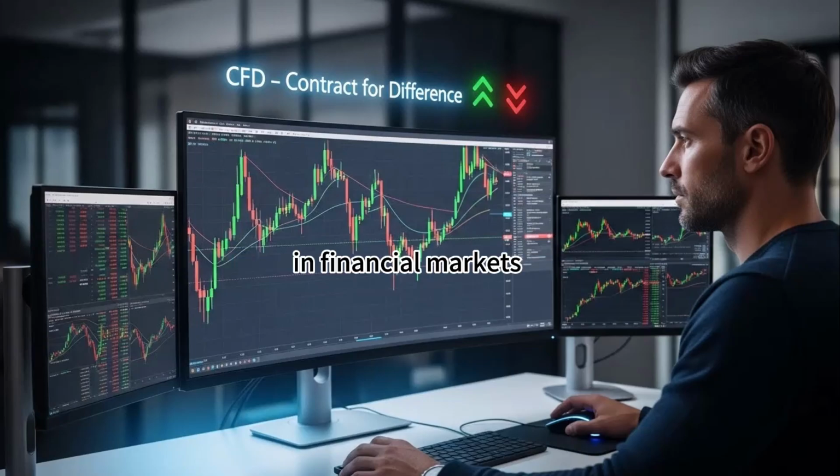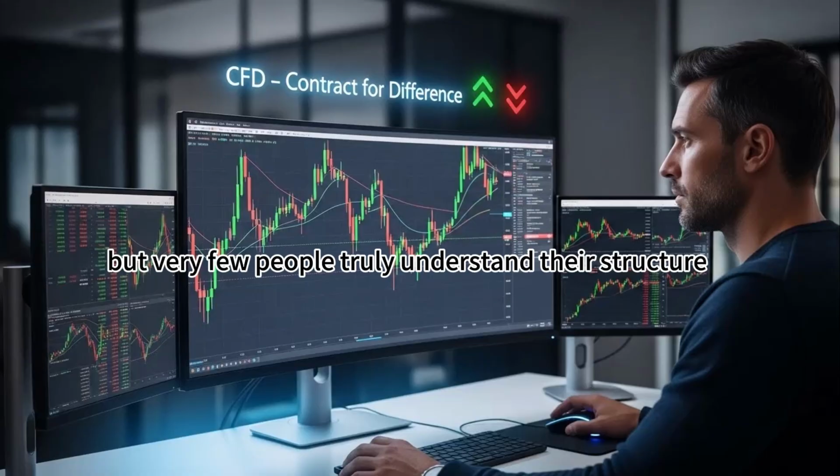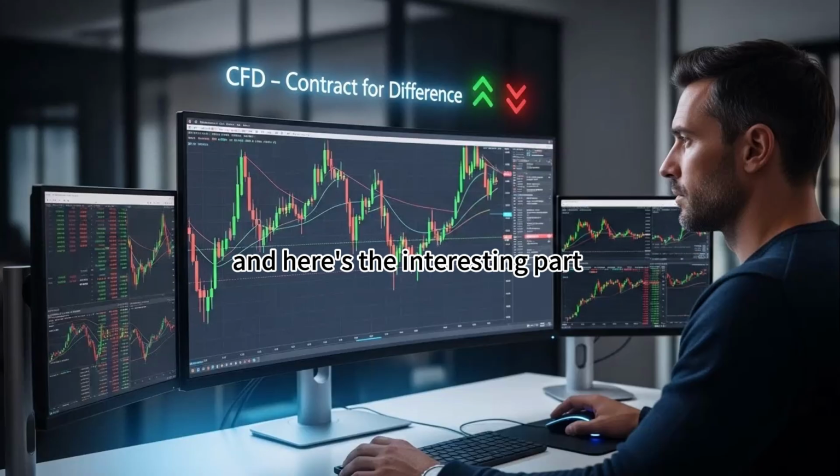In financial markets, CFDs and futures are two of the most widely used instruments. But very few people truly understand their structure, behavior, and how they react to market conditions. And here's the interesting part. By using real market data from futures, you can increase your CFD trading accuracy by up to 50%. Let's start with the basics.